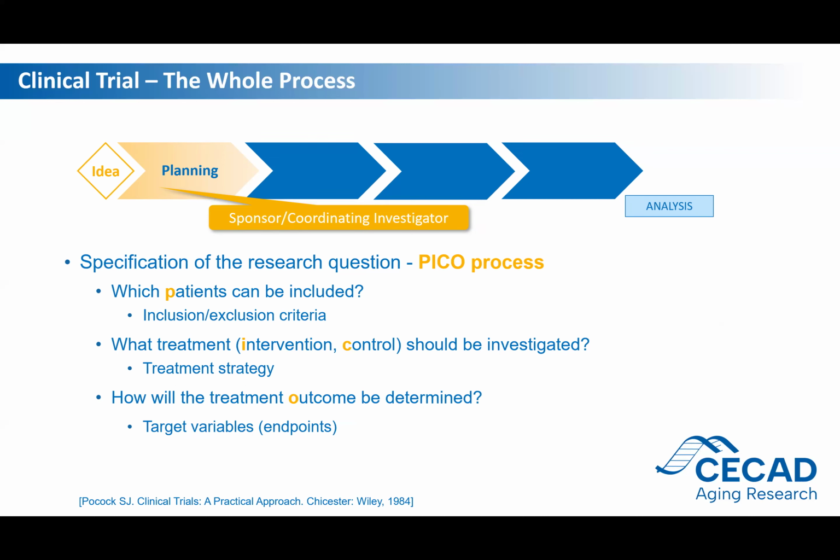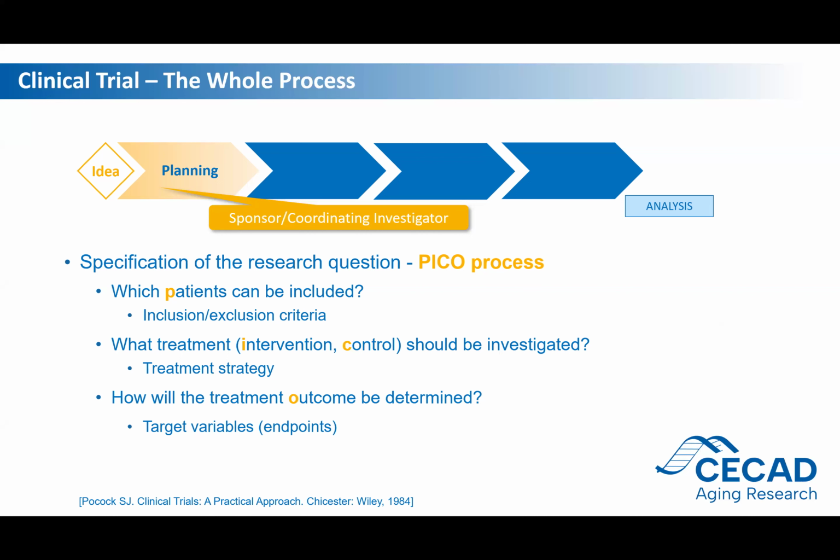In the second step, you have to ask what treatment should be investigated. So this will be the I and the C in PICO, the intervention and the control. So you have to develop the treatment strategy, what the drug that should be administered, in what way, in what dose, in what design type should it be administered, and what should be used as a control. So what do we compare it against?